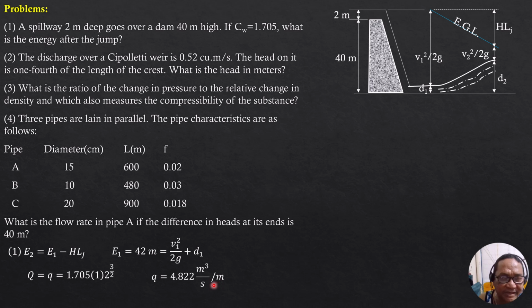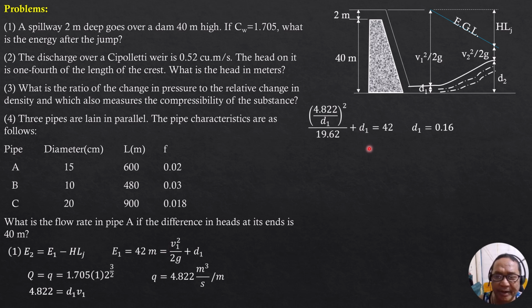Then, since Q is also depth 1 times V1, from there we can express V1 in terms of depth 1. So V1 is 4.822 over depth 1. Into this equation: 4.822 over depth 1, quantity squared, over 2g, 19.62, plus depth 1 equals 42. Using your high-tech calculator, we can now compute depth 1 as 0.1683 meter. Then E1.